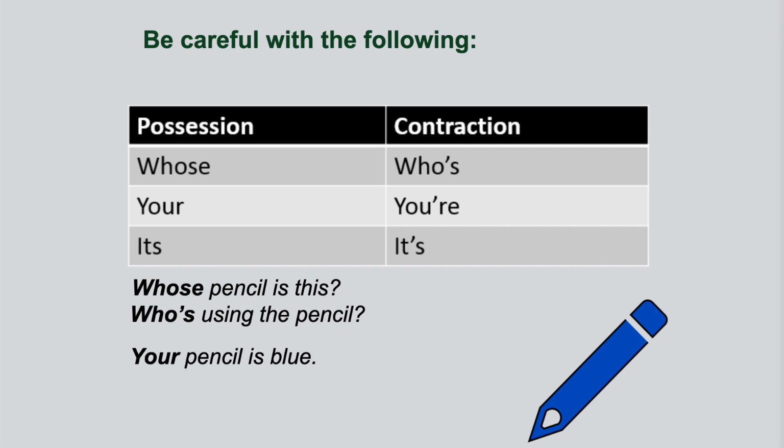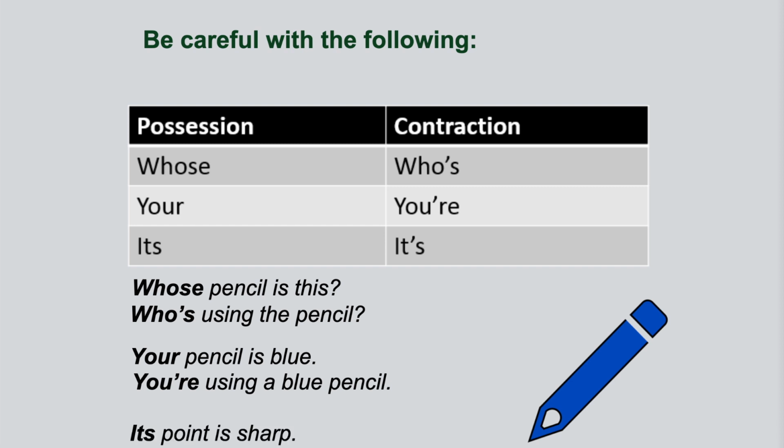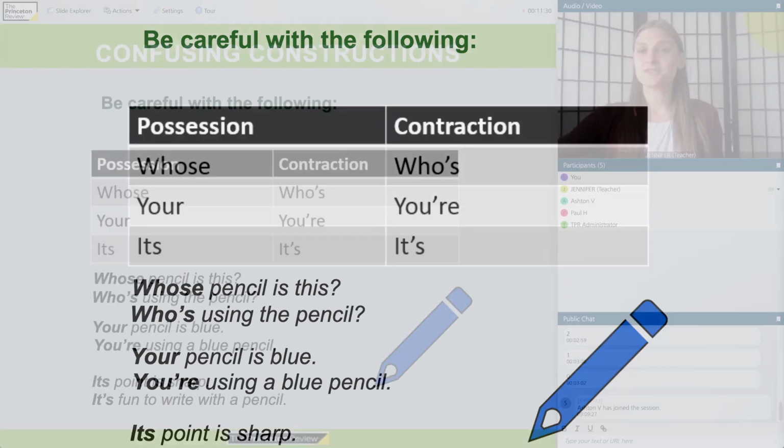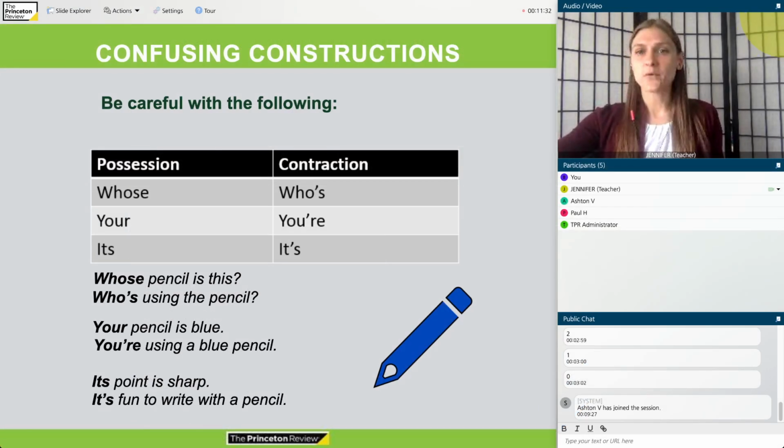And then we could say, your pencil is blue. Again, possession, no apostrophe. You are using a blue pencil. And finally, its point is sharp. Possession, no apostrophe. And it's fun to write with a pencil. It is fun to write with a pencil. We see that apostrophe in the contracted form.